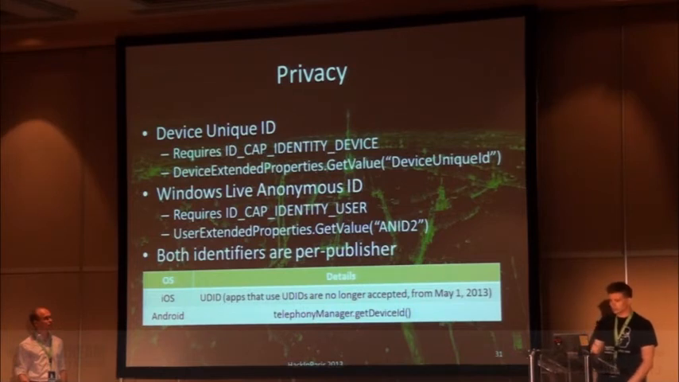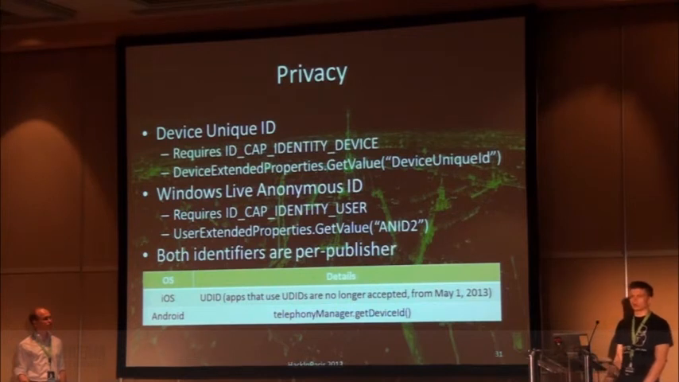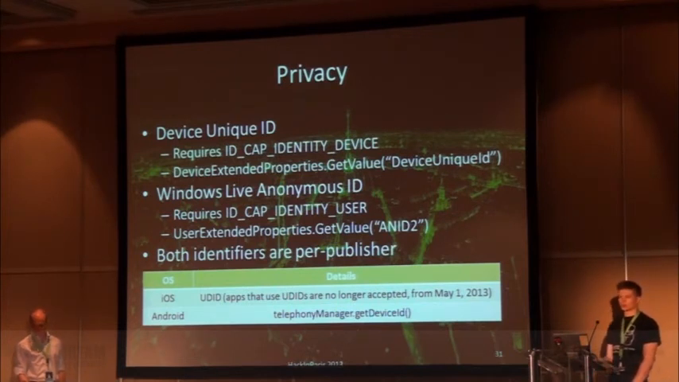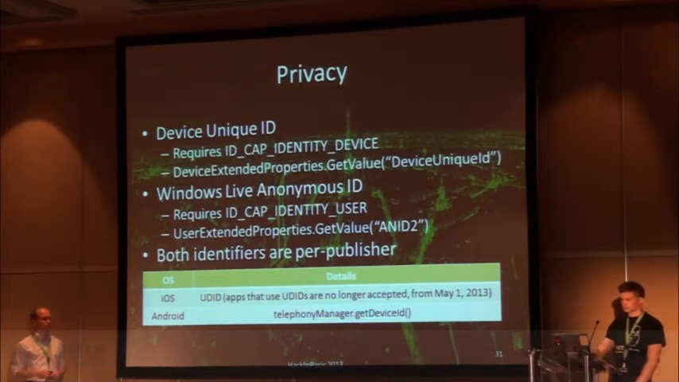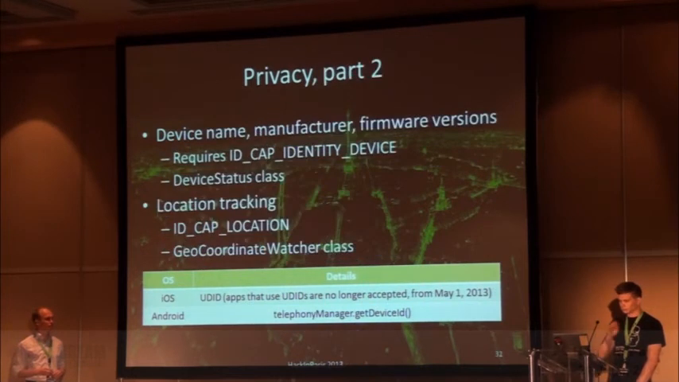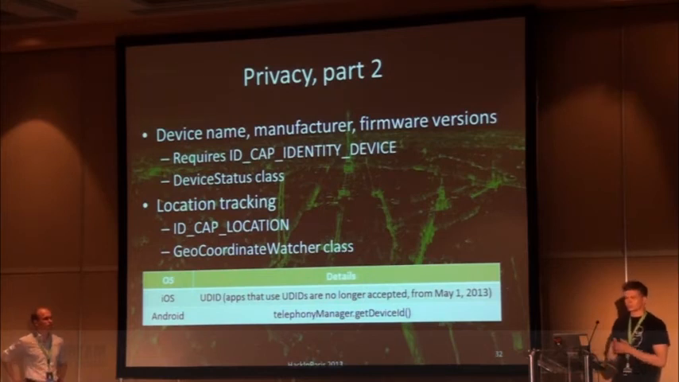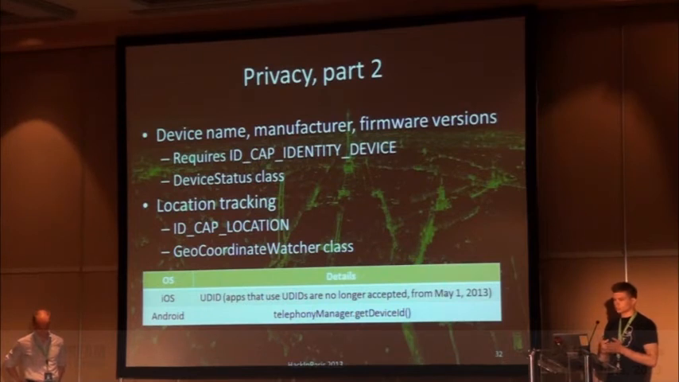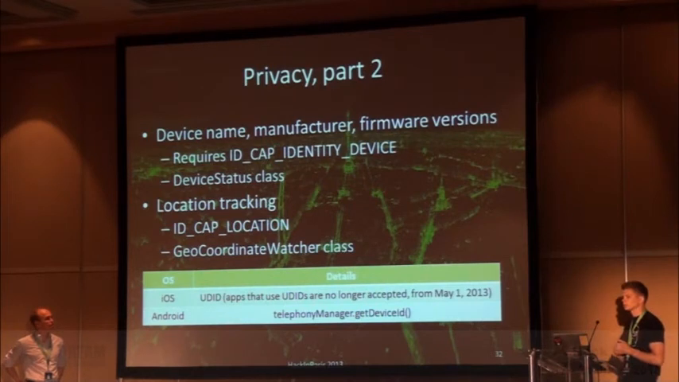In Windows Phone 8, this identifier is per publisher. This means that two applications from different publishers will get different identifiers. Also, applications get basic device information, for example, device name, manufacturer, firmware, and version. Other things security auditors should pay attention to is location tracking.